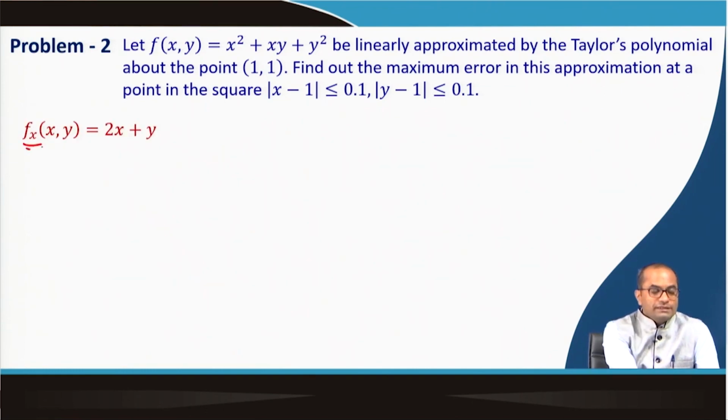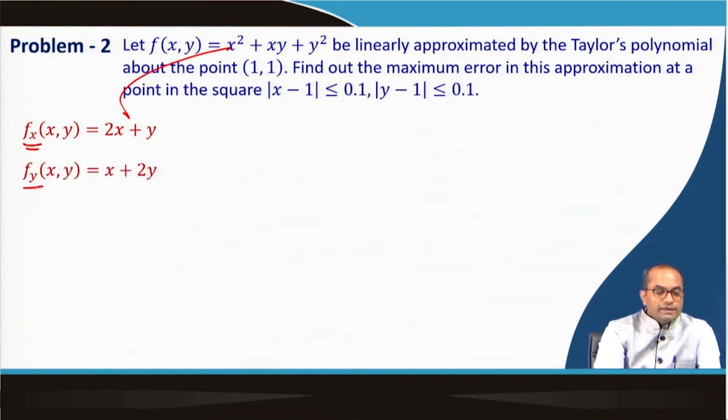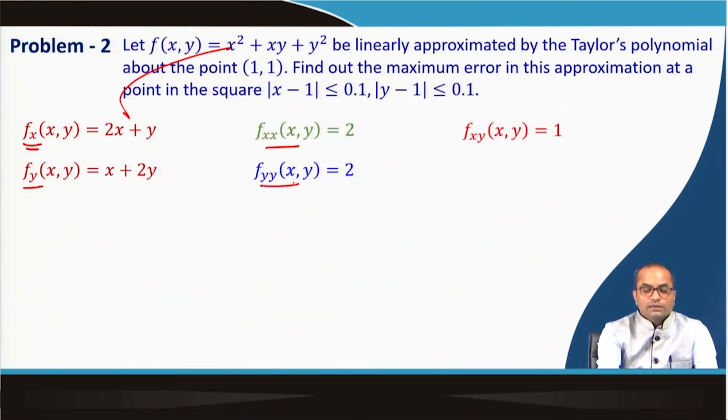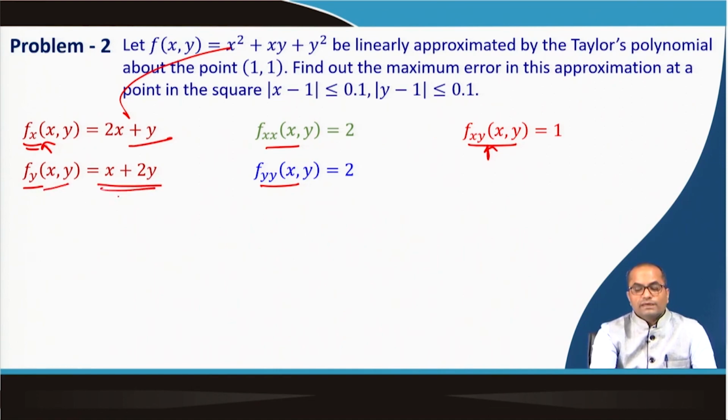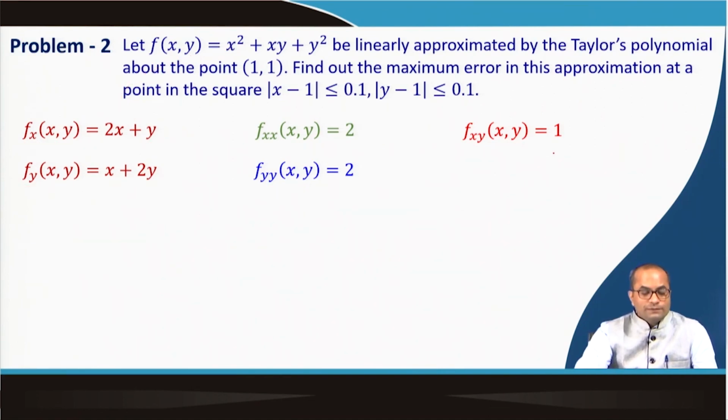So, for that we need the f_x. From here we can easily get f_x will be 2x plus y. We can get f_y also, we can get f_xx as well, and f_yy as well, and then this f_xy, the mixed derivative. So, either from here, so if we differentiate with respect to y, we will get 1, or here we differentiate with respect to x, so we will get 1 again. So, that is the value 1.